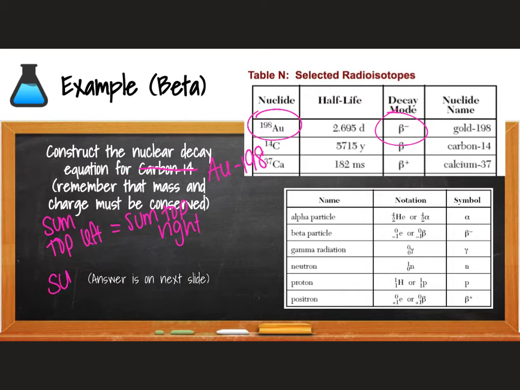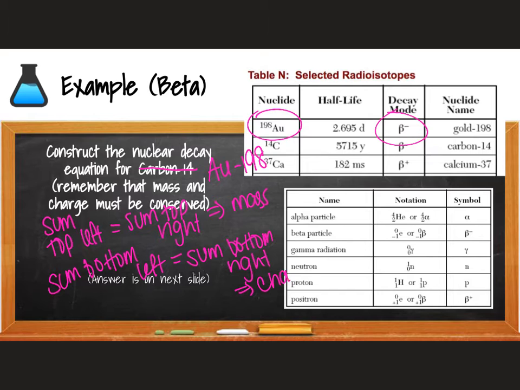Okay, and the sum of the bottom on the left must equal the sum of the bottom on the right. Okay, the top is the mass and the bottom is the charge. So let's try that. Take a minute and try to write the nuclear decay equation. Now, beta decay specifically, because we know the decay mode here for gold 198.